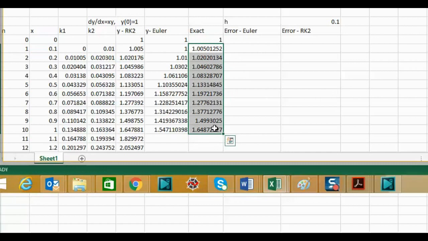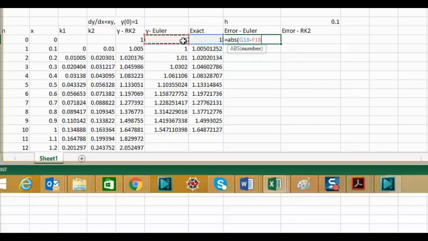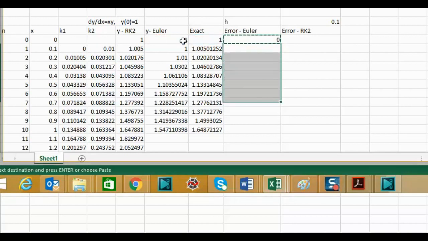So that gives us this. Now, those are basically the exact values. Let's proceed now to calculate the error in the Euler. So the error in the Euler would, of course, be the absolute value of the exact value minus the Euler value, by Euler's method. So that's the error. Now let's copy that down.